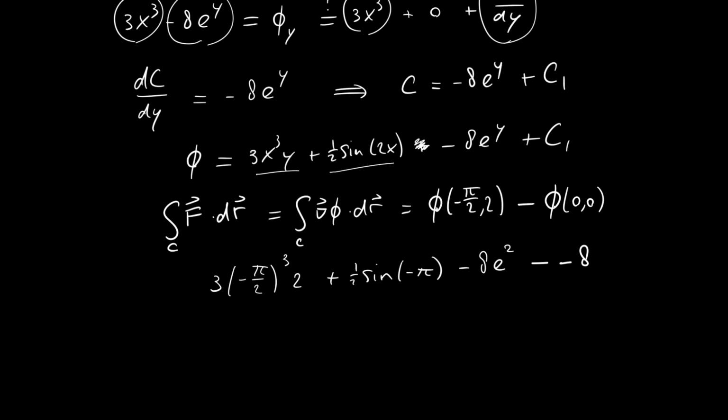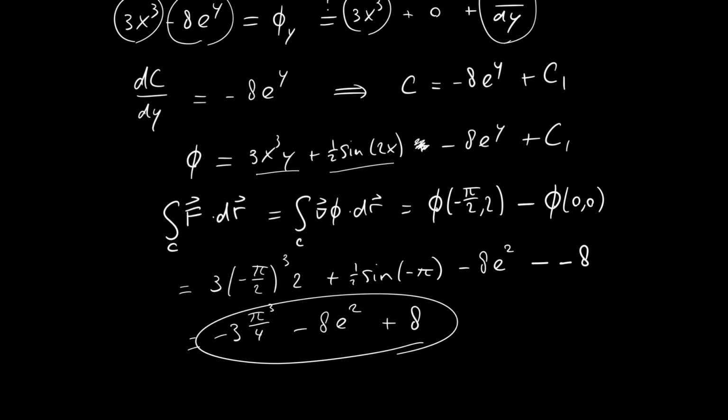That's minus 8, which is plus 8. All right, so let's evaluate this. Let's just write this up a little neater. So it's minus 3 times pi cubed over 8 times 2, so that's over 4. And then plus a half sine minus pi, but that's 0. And then minus 8e squared, and finally plus 8. And that's our final answer to this problem.